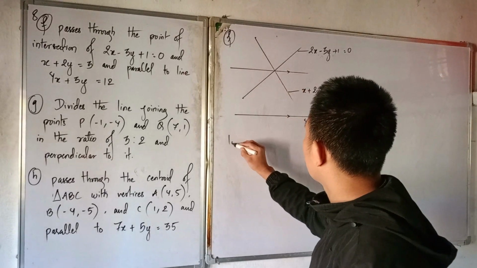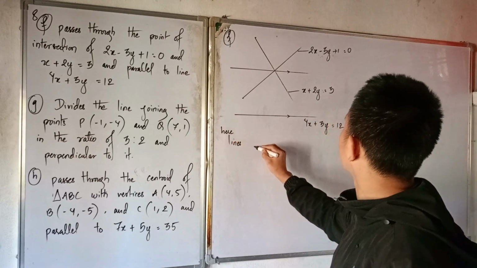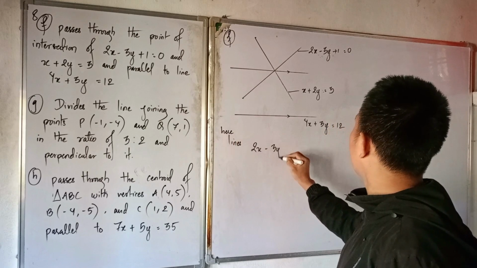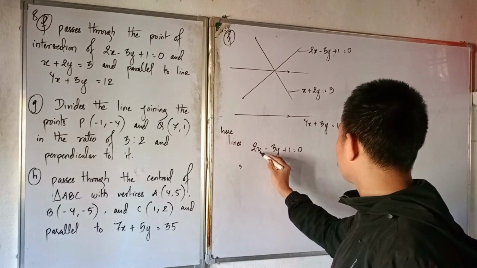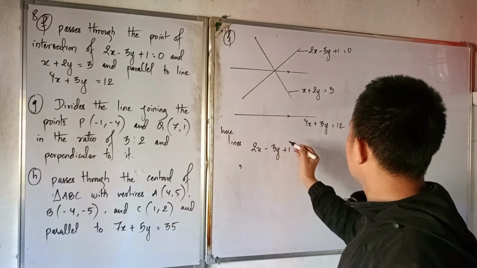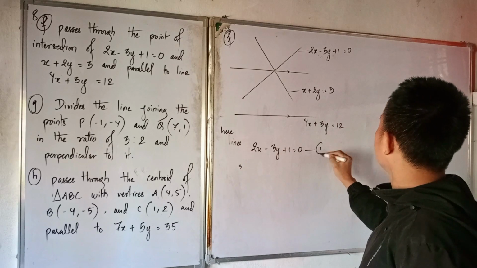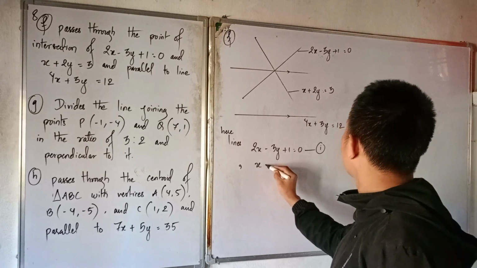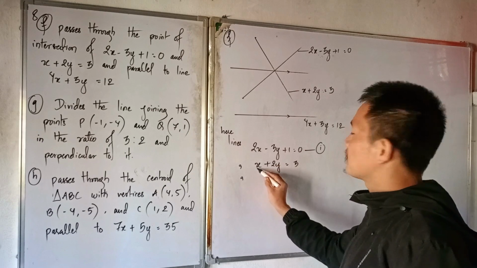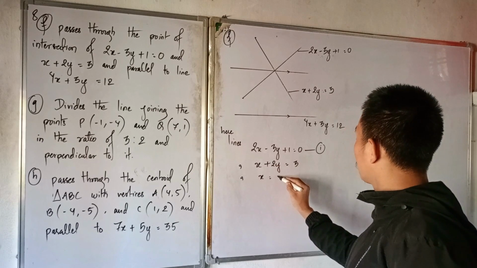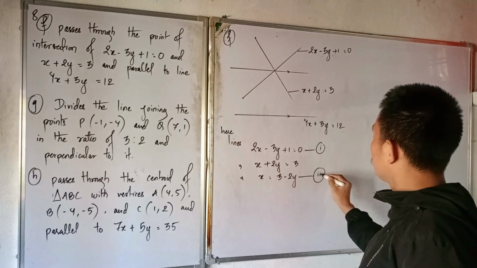Here the lines are 2x minus 3y plus 1 equals 0. Let's move on. I'll try to make this x alone here. So this is I. Another equation we have, x plus 2y equals 3. Here x is already alone. Okay, 3 to the other side, this will be II.